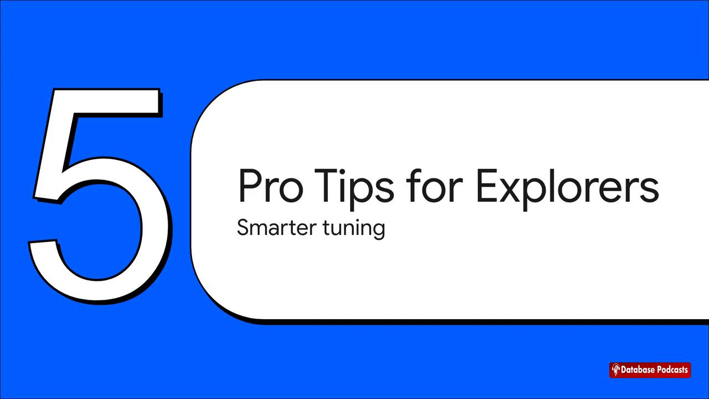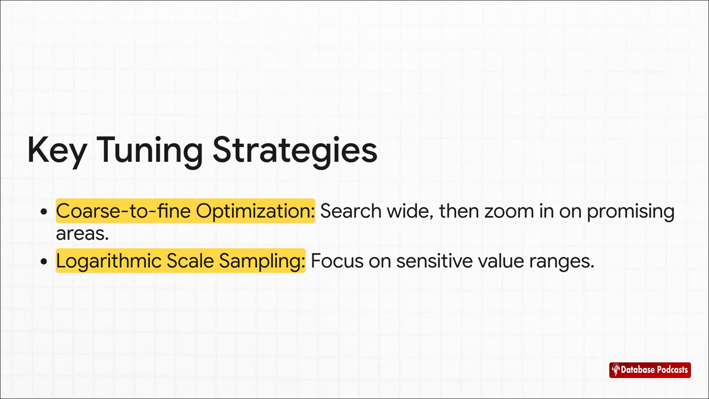Okay, so this intelligent search is awesome, but what about some practical tips you can use right now to make your search smarter, even if you're just starting out with grid or random search? There are 2 really powerful strategies that will make a huge difference: coarse-to-fine optimization and sampling on the logarithmic scale.